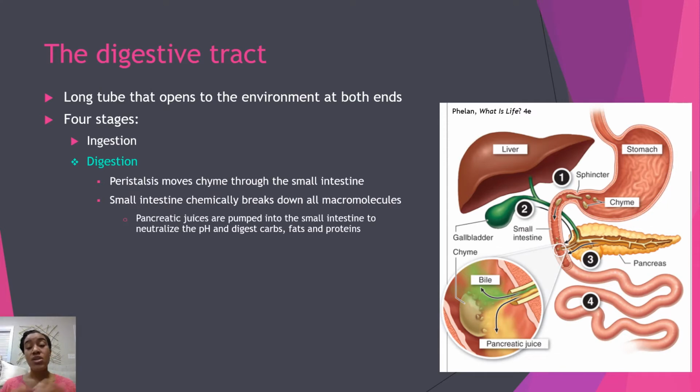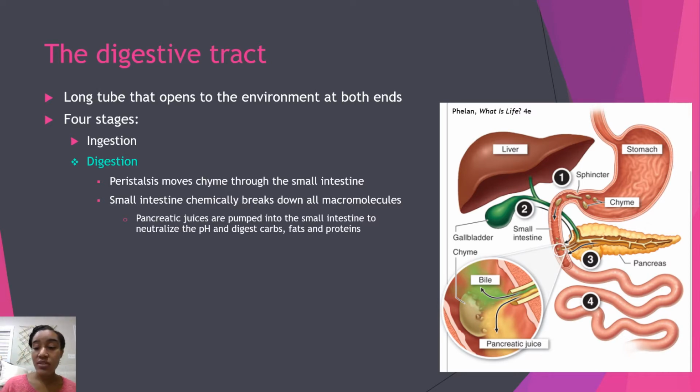It's very long, so this will take a long time, but it's very, very important that food goes through this process so it can accurately be broken down and also absorbed. So, in the small intestine, there are a couple different factors that help with breaking down food into its macromolecular parts. One, we have the pancreatic juices.